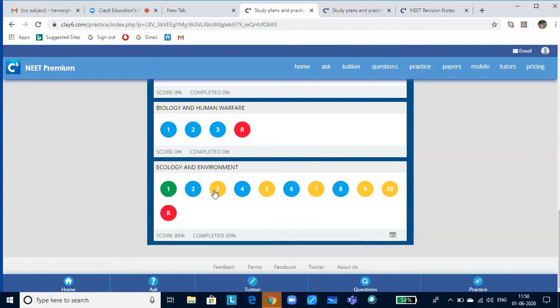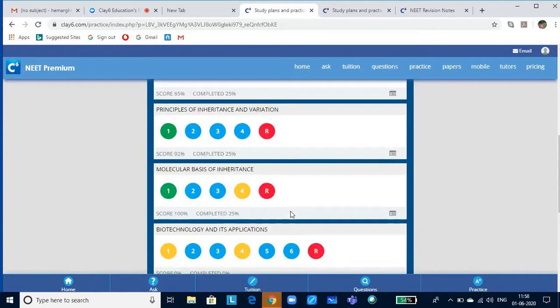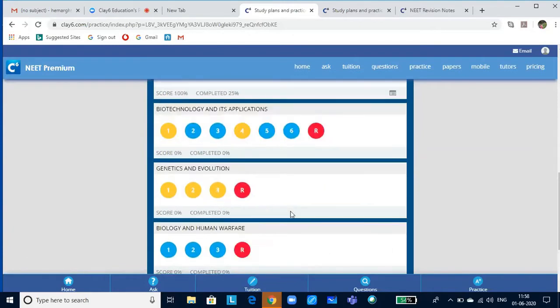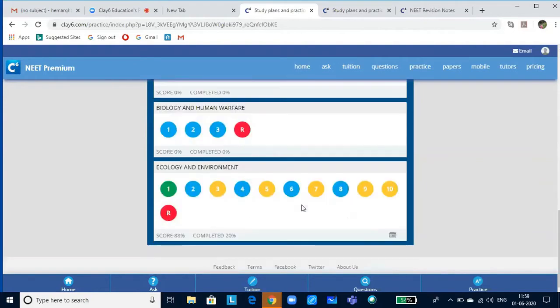Yellow bubble indicates it's an incomplete test. Sometimes you would have started the test, but after 3 or 4 questions, you would have realized you are not really geared up for the test and you need to learn the concepts. So you might discontinue. Then it's an indication that you have to come and complete it. You will see different numbers of tests in different chapters, depending upon the complexity of the text and also its importance and need.